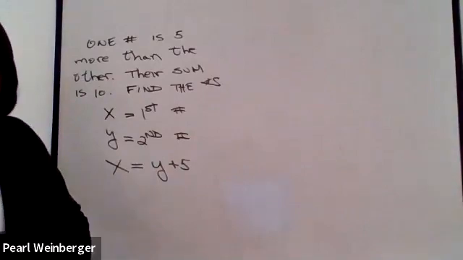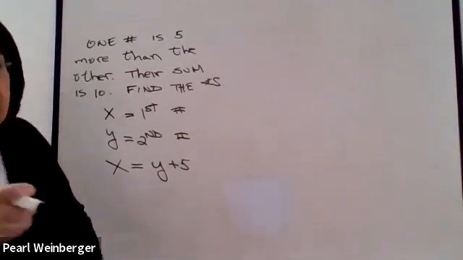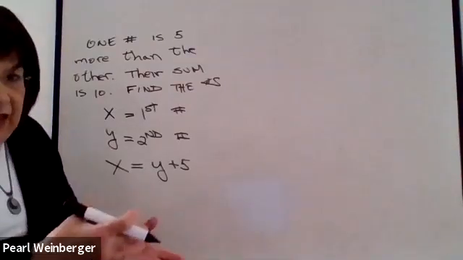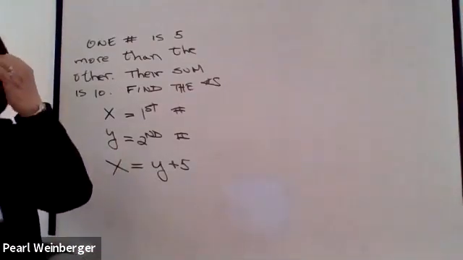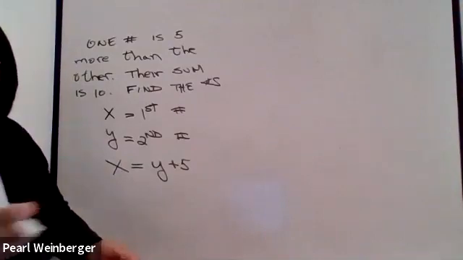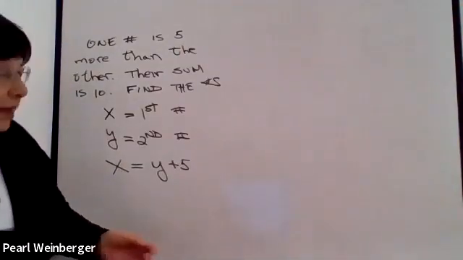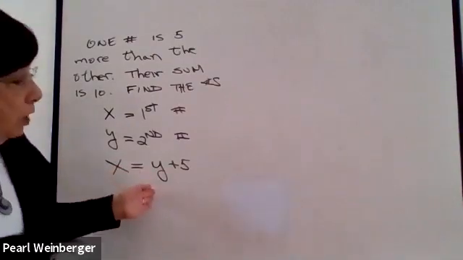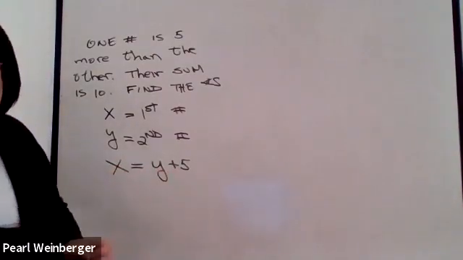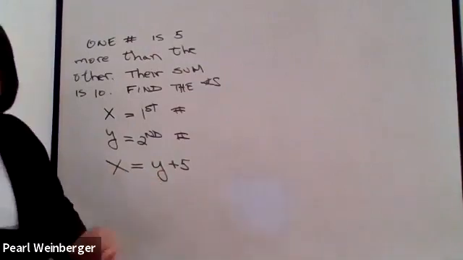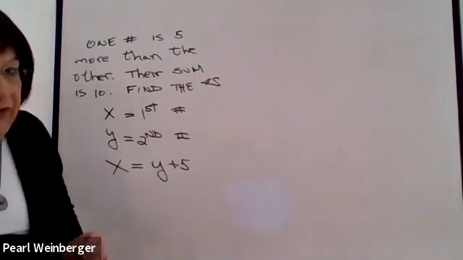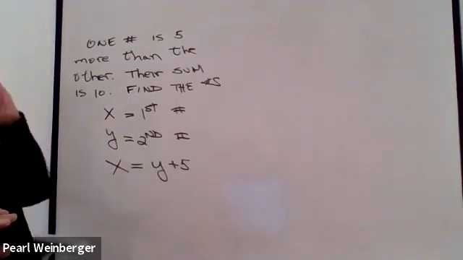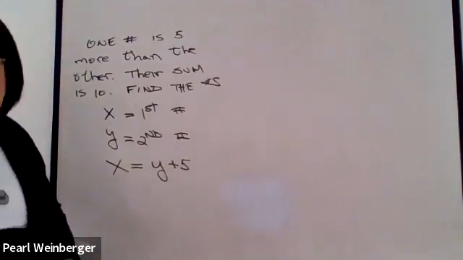5 more means, now I could have done 5 plus Y, but I really like to put the variable first and then the adding. If it would have been 5 less, that would have meant to subtract 5. You would have done 5 less than the second number would have been Y minus 5. When you're adding, the order you do it in doesn't make a difference. When you're subtracting, you have to be careful. Well, now we have our first equation.